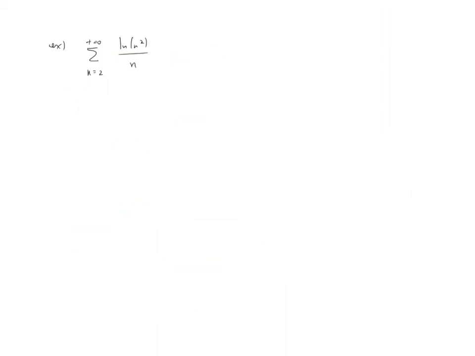Okay, so we'll take a look at another example here. In this particular case, our a sub n is going to be the natural log of n squared over n. The fact is that we can pretty easily tell it's going to be continuous.